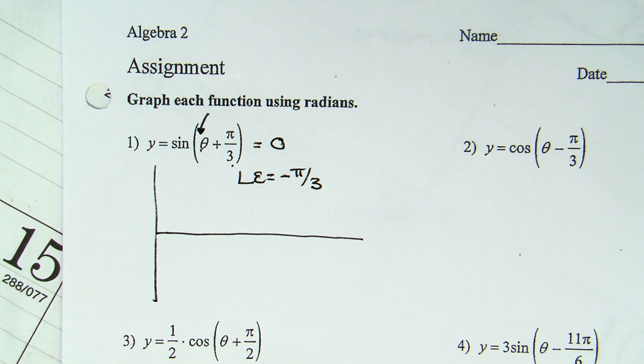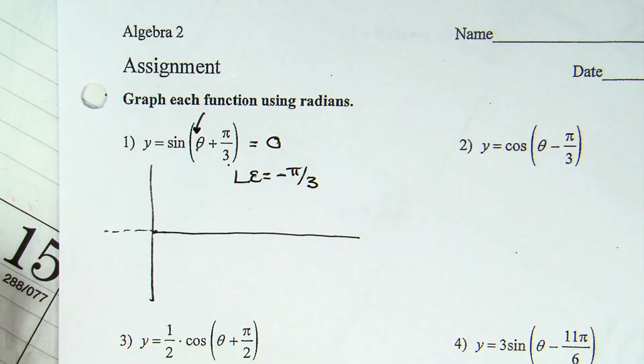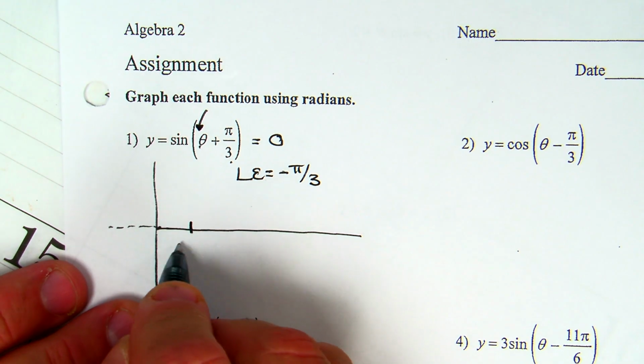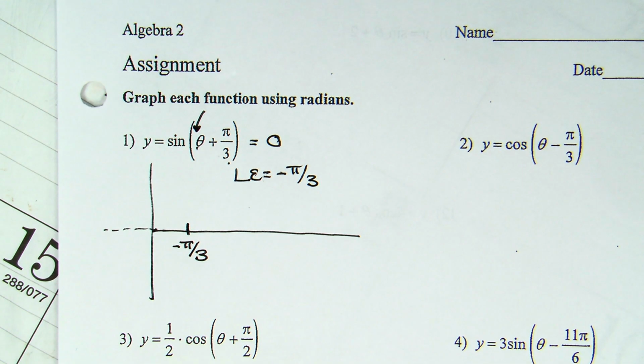Alright? So I go to my graph, and there's no rule that says you have to come over here to make it negative. I don't care. So if you want to go here with your graph, go right ahead. It doesn't matter to me. So that's negative pi over 3.